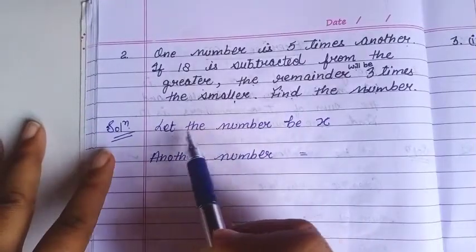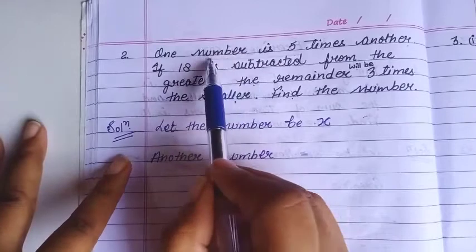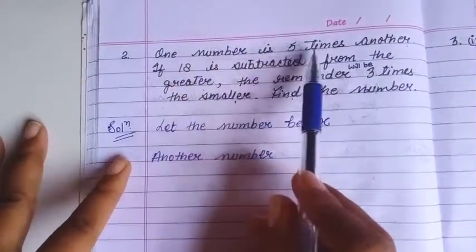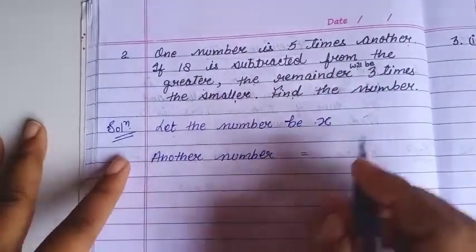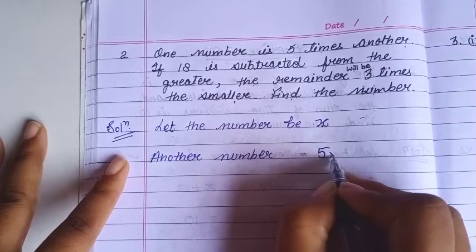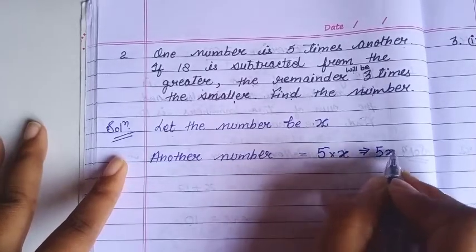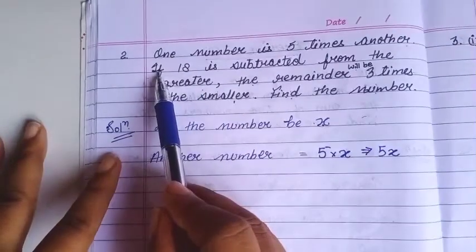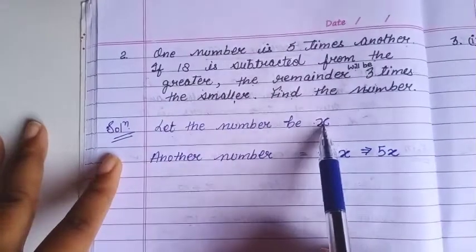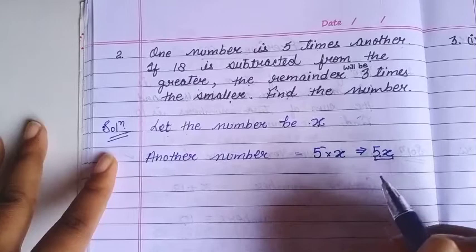First of all, find the number बोला है. So we will assume let the number be x. Now, one by one read the statement and write it in the mathematical form. One number is 5 times another. So another one number was x, so another number will be 5 times x. It means 5x. Right? Now they said if 18 is subtracted from the greater, x और 5x में से कौन सा नंबर ग्रेटर होगा? 5x of course, right?